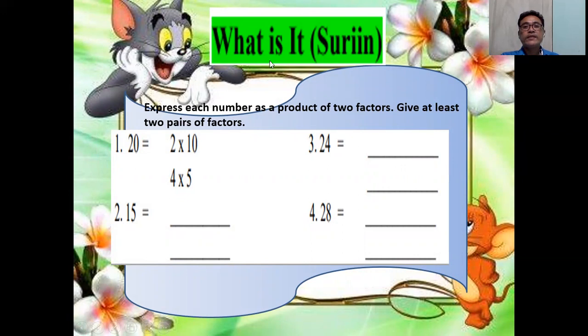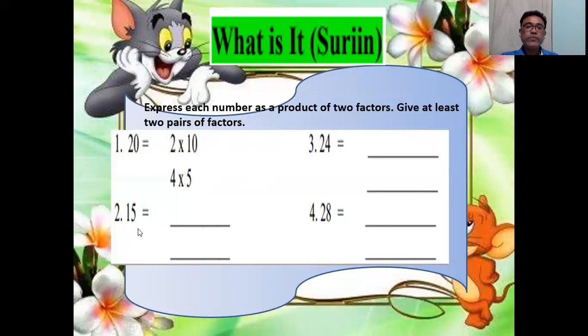Activity: Under What Is It? Express each number as a product of two factors. Give at least two pairs of factors. So we have here number 1, 20, which is equal to 2 times 10, and 4 times 5 equals 20. So you are asked for two pairs of factors.